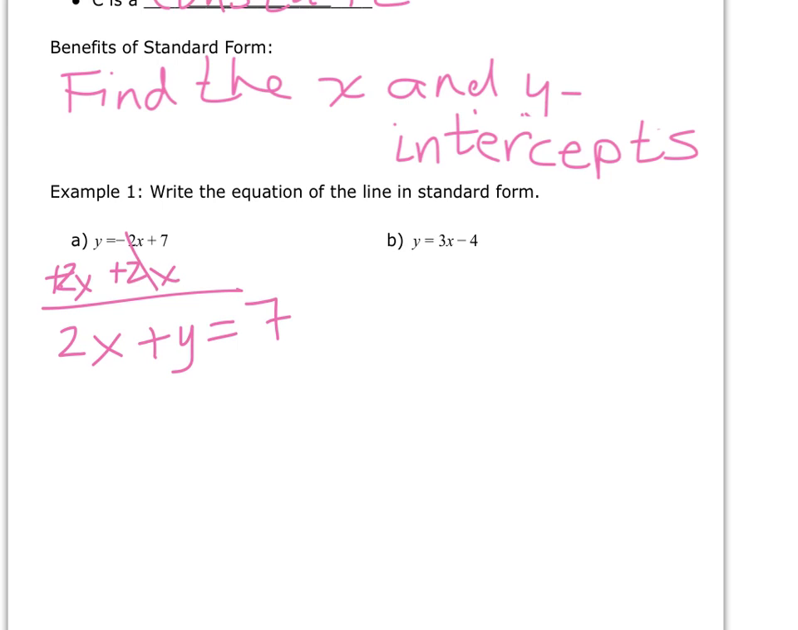So now, are x and y on the same side? Yes. Are a and b both whole numbers? Yes, so let's talk about a and b real quick. What is my a value? 2, because that's the coefficient of x. What's my b value? What's in front of y? A 1. Remember, if there's nothing there, it's like it's a 1, right? So my b value is 1, so they're both whole numbers, so that's okay. Finally, is my a value positive? Yes. So this is the equation of this line in standard form.